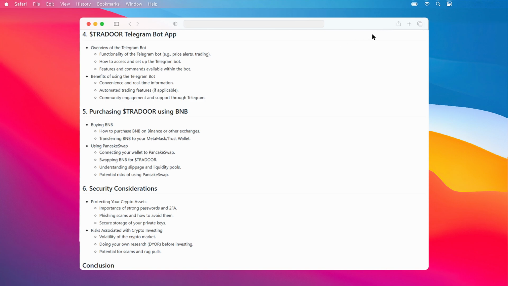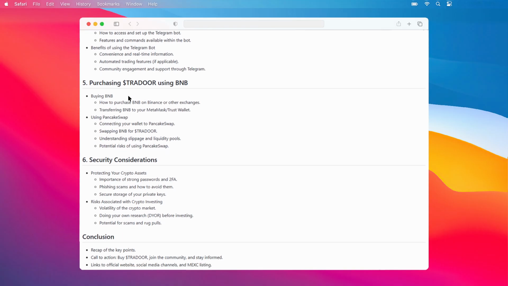You will also review purchasing Tradoor using BNB, starting with how to buy BNB on Binance or other exchanges, and then transferring it to your MetaMask or Trust Wallet. We'll then guide you through using PancakeSwap, covering connecting your wallet, swapping BNB for Tradoor, understanding slippage and liquidity pools, and the potential risks involved.